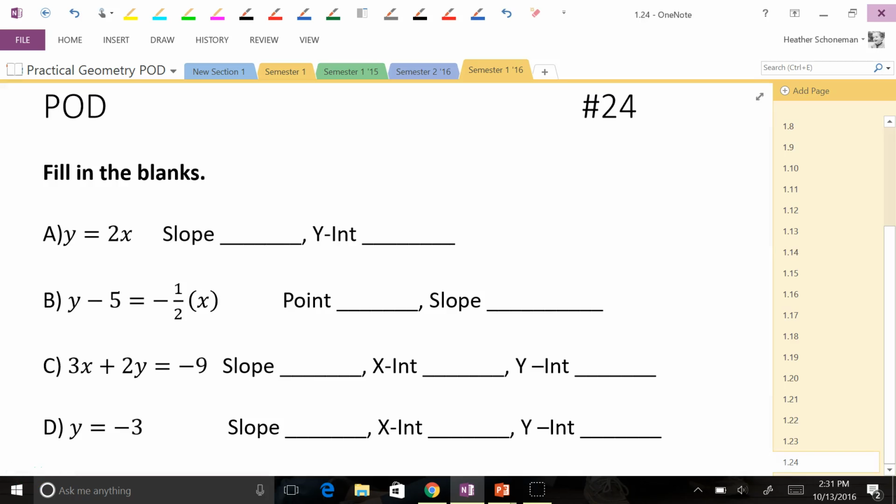Here's problem of the day number 24. Take a minute, pause the video, and write this down, and then fill out the blanks, and then check your answers when you're done.